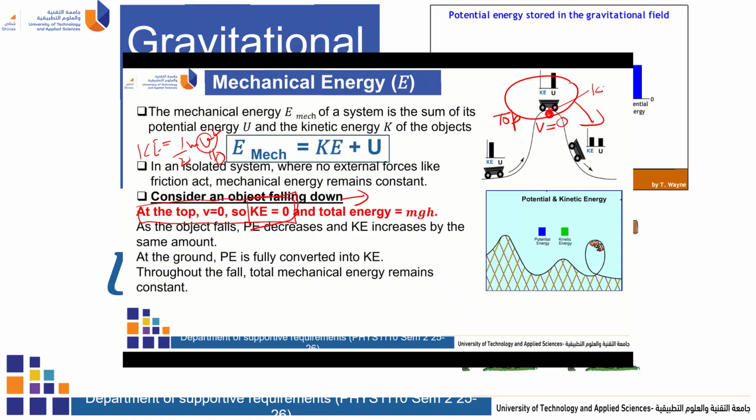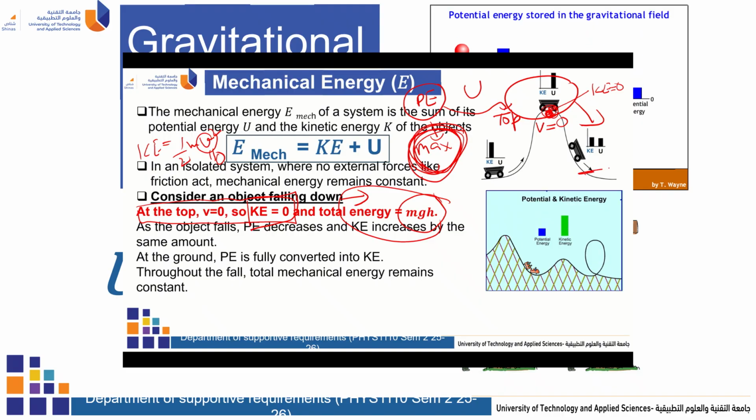So here the kinetic energy is always zero, but at this point the potential energy, this is potential, U, or I can write it like this. The potential energy at the top is not zero. At this point it is a maximum.